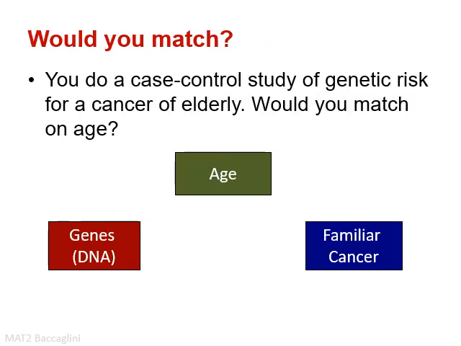So now let's say you want to do a case control study of a genetic risk factor, which is shown here to the left, the DNA, for a cancer that occurs in elderly. Would you match on age in this case? Hit the pause button, and when you're ready, start again.